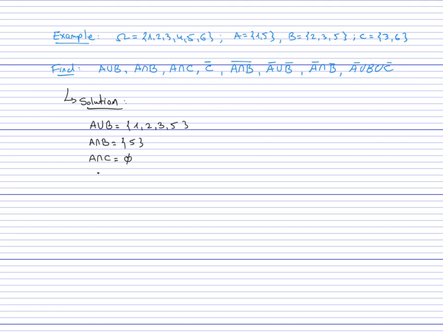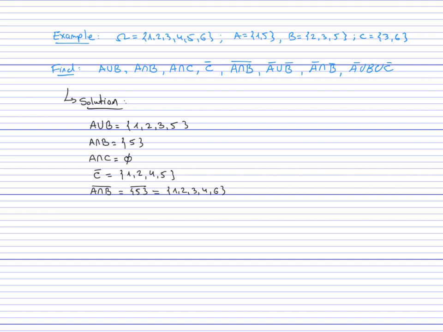Great, the complement of C. So all the elements that belong to the sample space, but not part of C. So C is 3 and 6, and therefore the complement of C is 1, 2, 4, and 5. Great, let's continue. So the complement of A and B. Let's find first the complement of A and B, but we already found it. It's 5. So the question here is equivalent to asking, what is the complement of 5? And the complement of 5 is 1, 2, 3, 4, and 6.